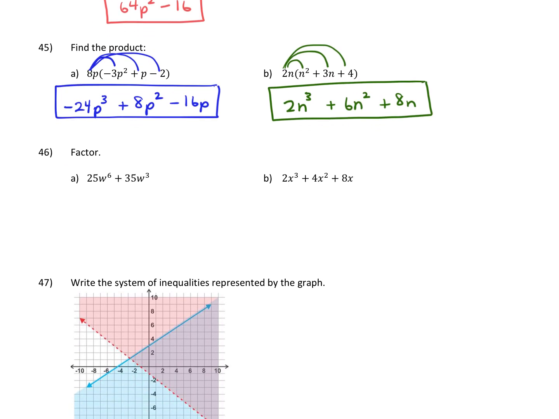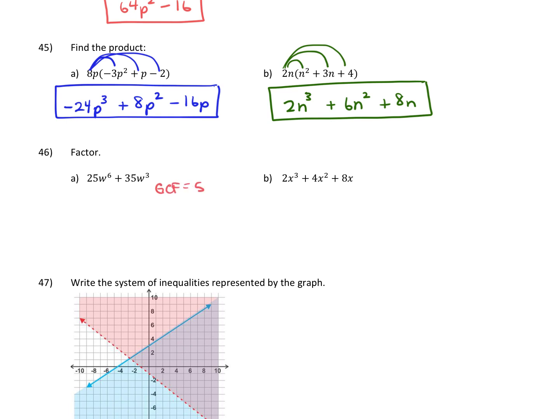Factoring. All right, factoring is look for a GCF first and then see if there's any factoring you can do after that. So, do these two terms have any common factors? So 25 and 35. Yeah, you could factor a 5 out of those. So let's think about what our GCF would be. So GCF will have a 5.